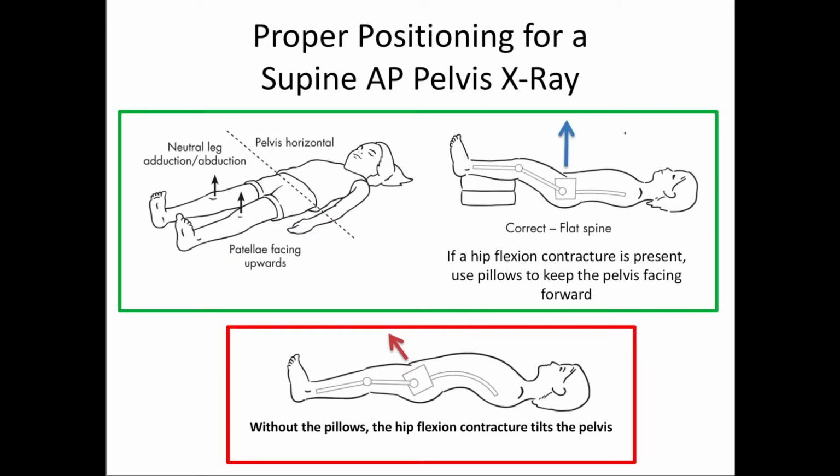Proper positioning for a supine AP pelvis X-ray involves the following. The hips should be positioned at neutral, with the patella facing forward, and the pelvis should be horizontal. If a hip flexion contracture is present, pillows should be used to keep the pelvis facing forward. And without pillows, notice that the hip flexion contracture tilts the pelvis forward.